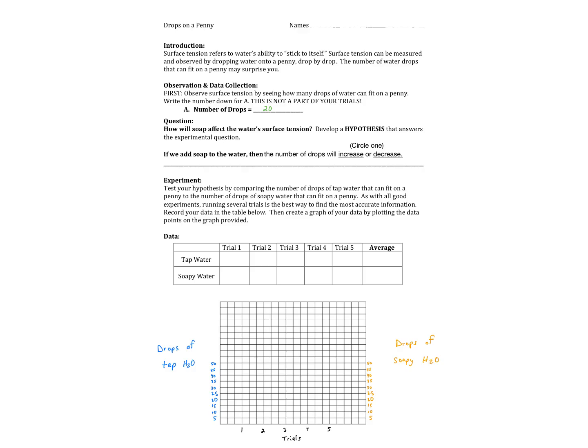The instructions say surface tension refers to water's ability to stick to itself. Surface tension can be measured and observed by dropping water onto a penny drop by drop. The number of water drops that can fit on a penny may surprise you. In fact, if you watch the first demonstration, when I did this, I got 20 drops on a penny. I want you to write that down in your worksheet.